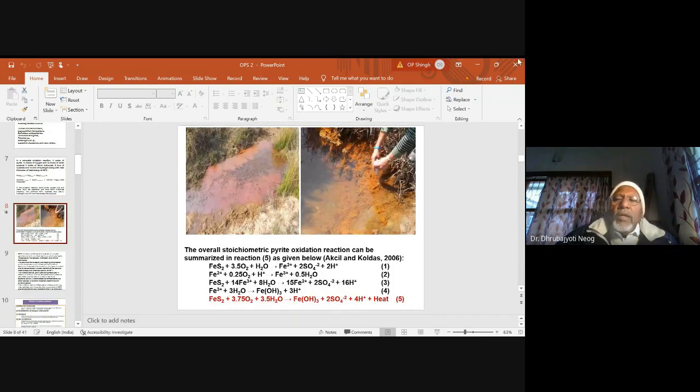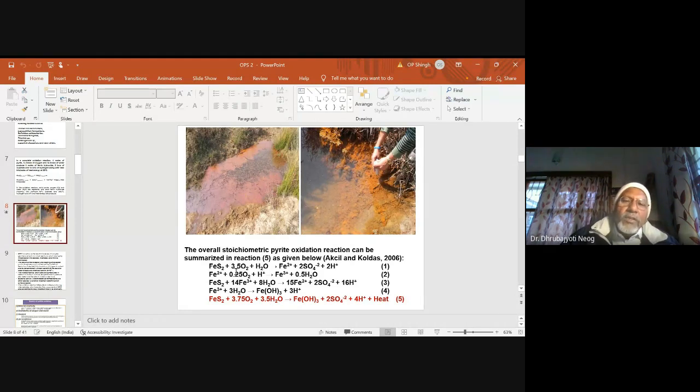If you see a stream contaminated with acid mine drainage, you can see this type of color. In this case, you can see that the precipitate is settled at the bottom. And in this case, it is floating on the surface of the water. Here is the chemical reaction summarized.